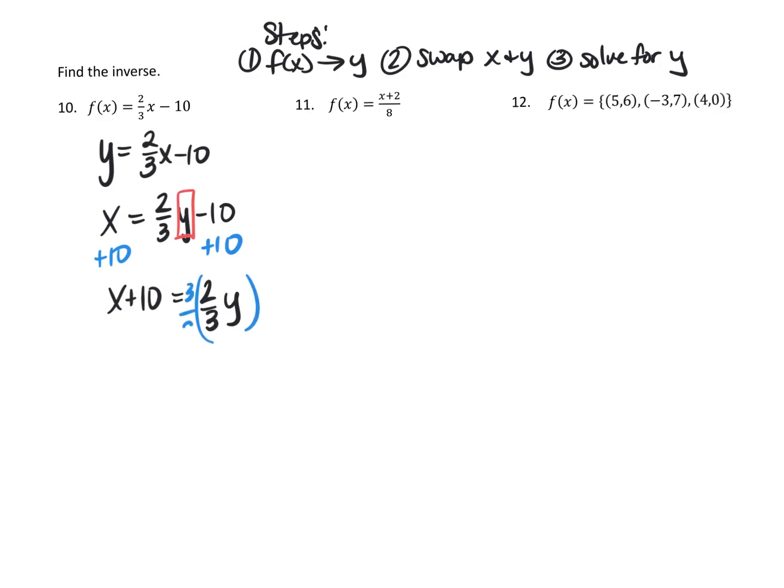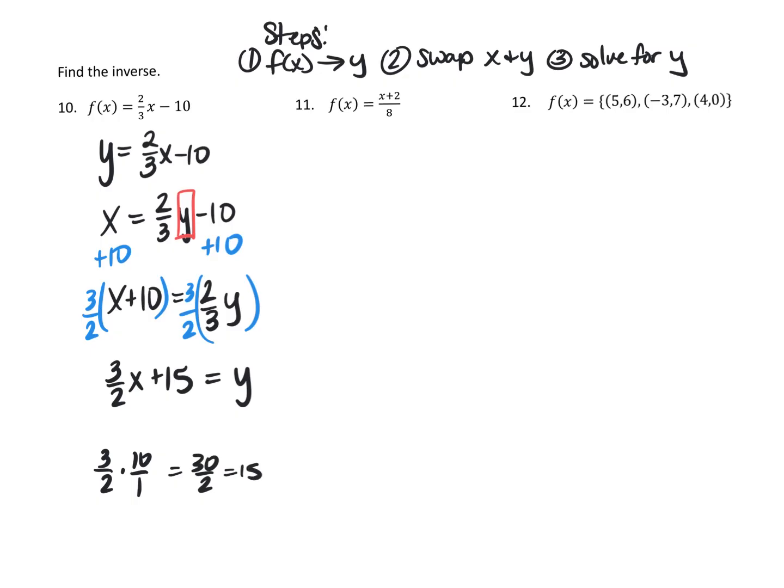Multiply by the reciprocal. 3 over 2 times x plus 10. So 3/2 x. 30 divided by 2 is 15. So 3/2 x plus 15 equals y. So this is what I did over here with the fraction. 3 over 2 times 10 over 1. 30 over 2 is 15. Or you go 2 goes into 10 5 times, and 3 times 5 is 15. So the inverse, f inverse of x, is 3 over 2 x plus 15.